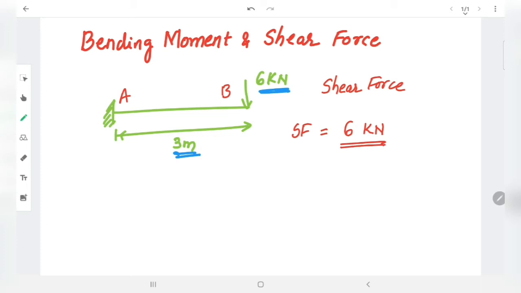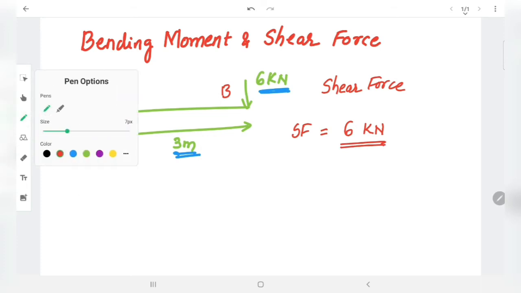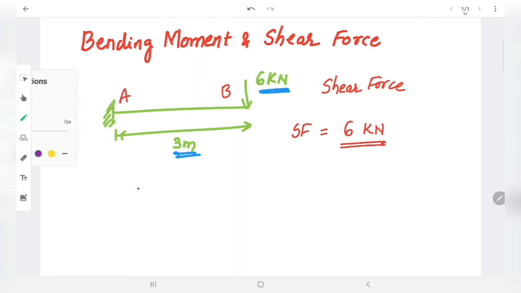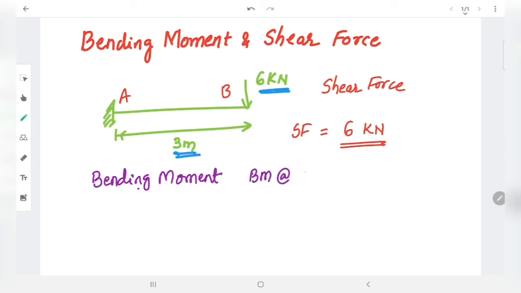Okay, whereas the bending moment, here I will be calculating bending moment also. The bending moment of this beam is the force into perpendicular distance. So BM, bending moment at point B, is equal to how much? Force into perpendicular distance at this point. Perpendicular distance is how much? Force is 6 kN, perpendicular distance is 0. So you will be getting 0 moment at B.